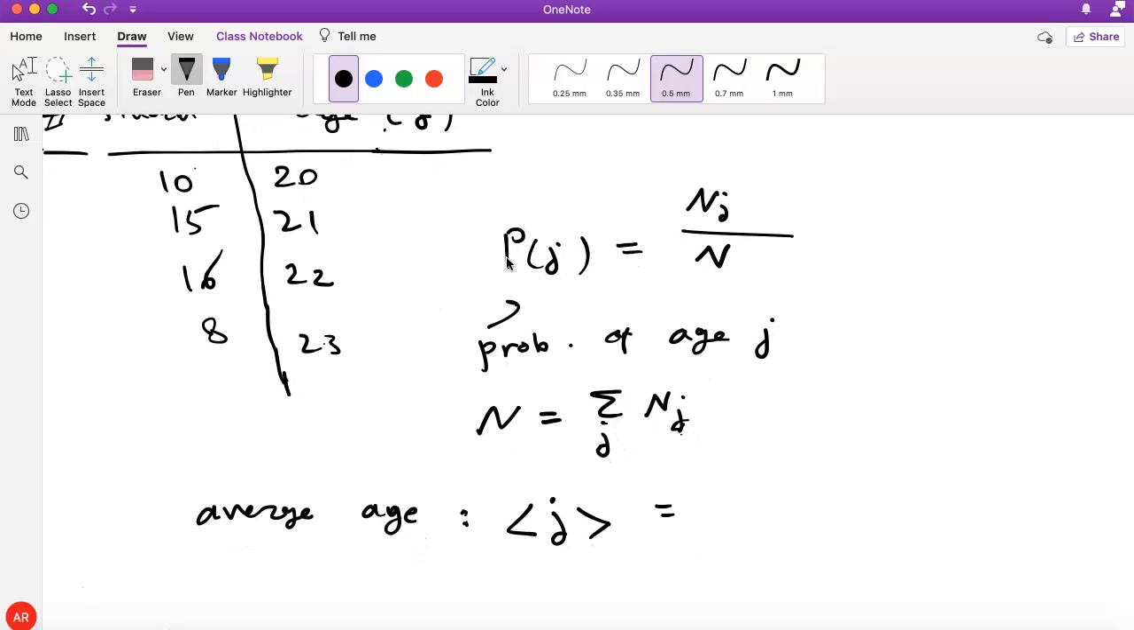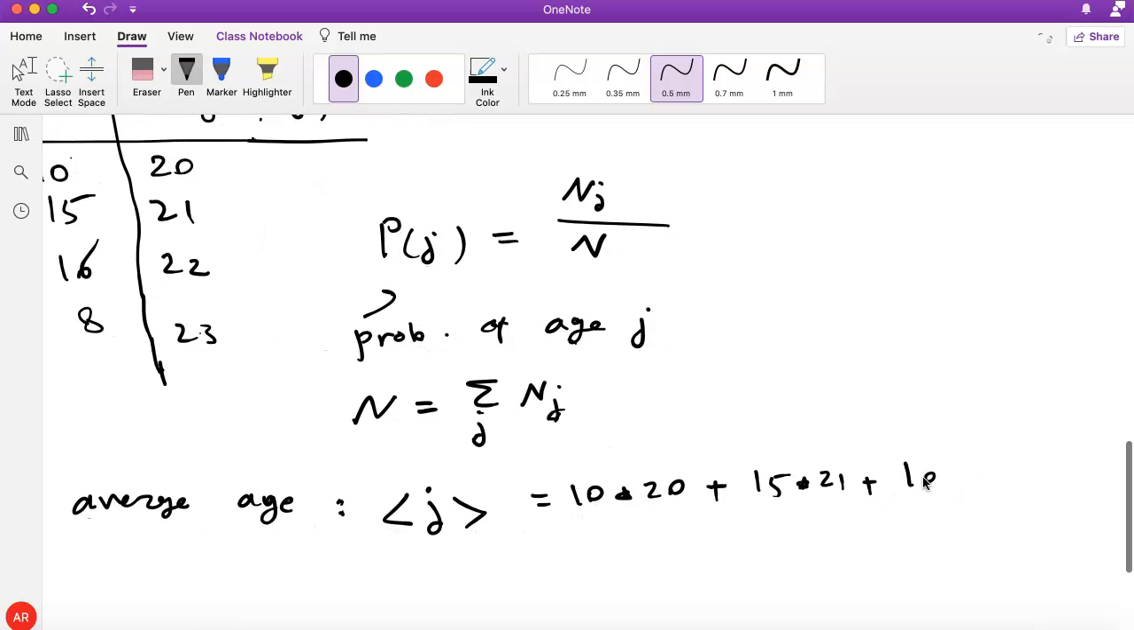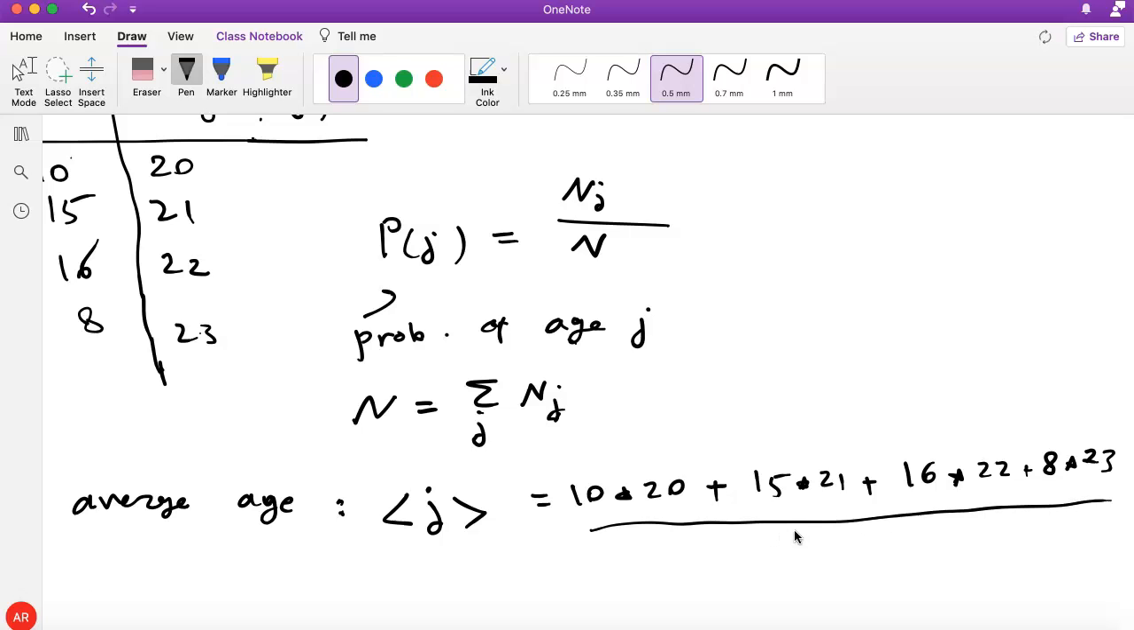if I just add all the ages and divide by the number of students, well, I have 10 students who are 20, so I get 10 20s, right? That's 10 times 20, plus 15 times 21, plus 16 times 22, plus 8 times 23, divided by the total number of students. This numerator is a sum of all the ages, right? Where you're summing over students, and then divide it by 10 plus 15 plus 16 plus 8.